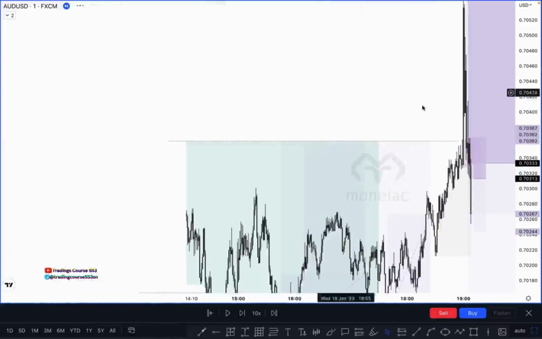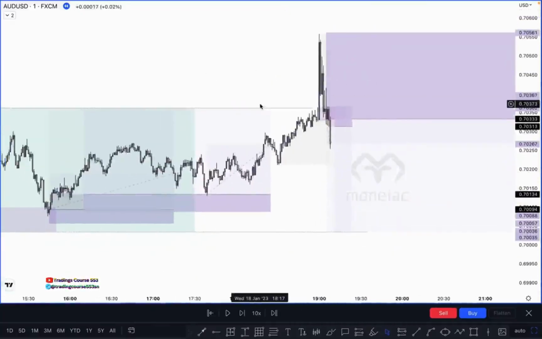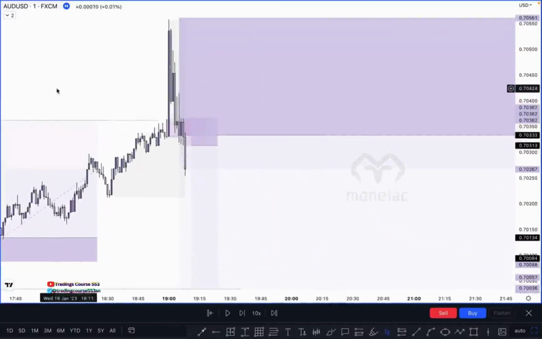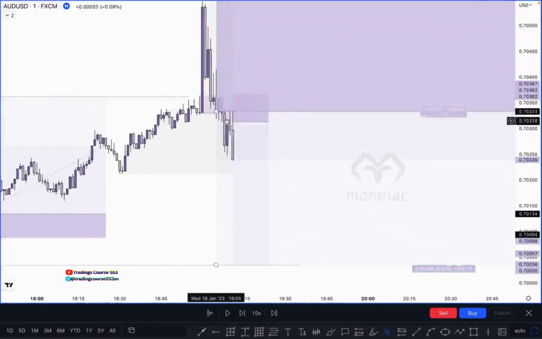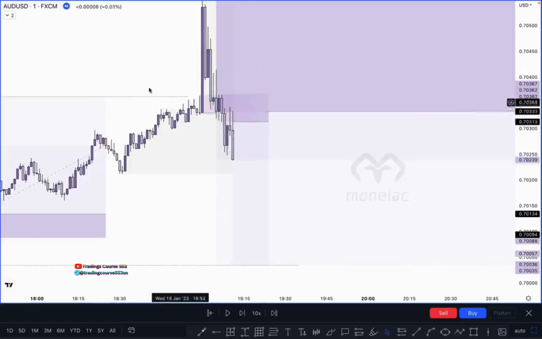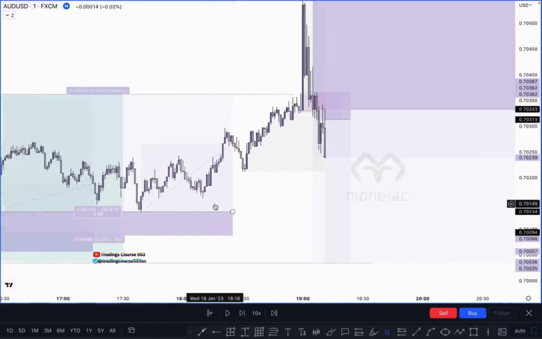And where is your target? Your target is the London session low, which is here. So simply you can sell here like this, right? So let's see what happened next after this move. Okay, so finally the market mitigated your entry zone, which is here, and now your target is here, right? So let's see what happened next after this move.